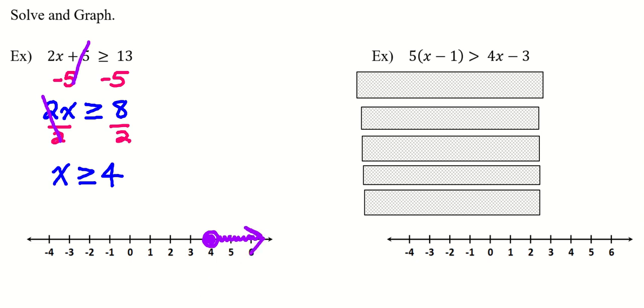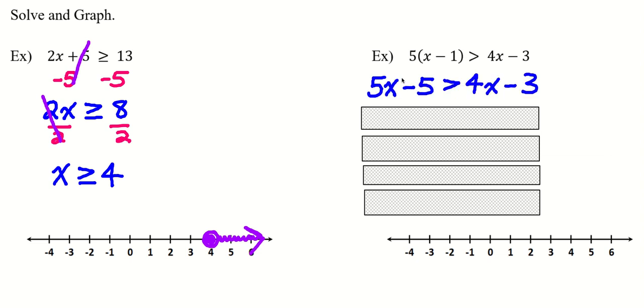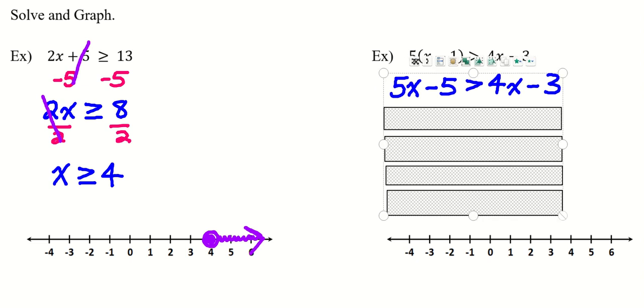Okay. Next one. Again, hopefully you're one step ahead of me in your head here. We're going to distribute first. Let's line up that symbol. So 5 times x, 5 times negative 1, we distributed. Now what do we do? We have an x on both sides. We have to move one of the x's to the other side, so we only have x on one side.